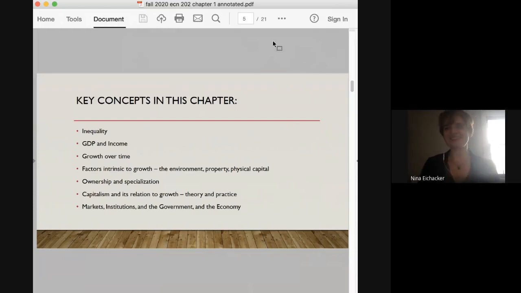Some key concepts in this chapter, there are a lot of them. Inequality is an essential one that shows up early on. GDP and income is another big topic that shows up. What does it mean for an economy to grow over time? How do we measure that? What factors are intrinsic to growth? How is the economy, how is the environment important for growth potential? How does property matter? What is physical capital?